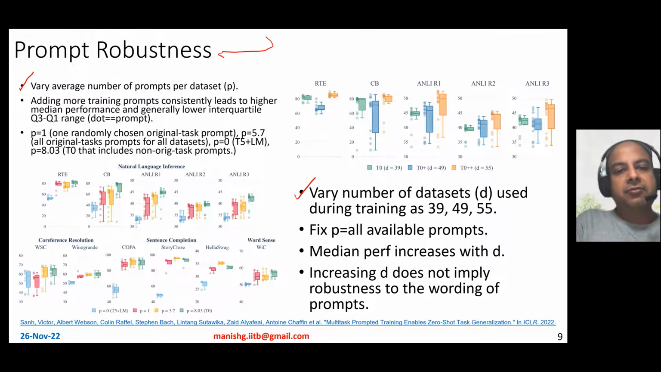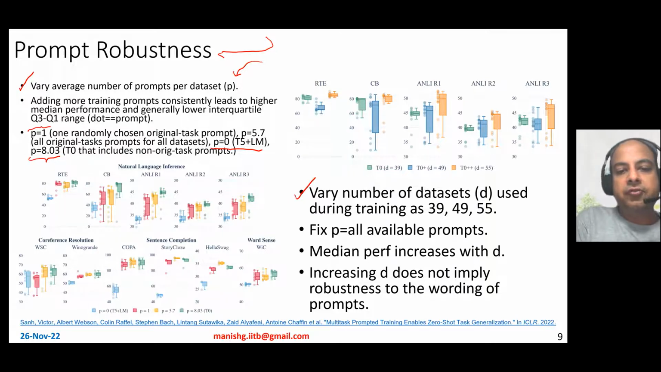Okay, so let's talk about the first thing first. What happens if you vary the number of prompts per data set? Remember, you could use all 8.03 prompts that were labeled by humans. People came up with 8.03 prompts on average per task. Or you could just go ahead with a non-prompted version. So there are no prompts, it's just the T5 plus LM model, with no prompting. Or you could use one randomly selected prompt out of those different prompts.